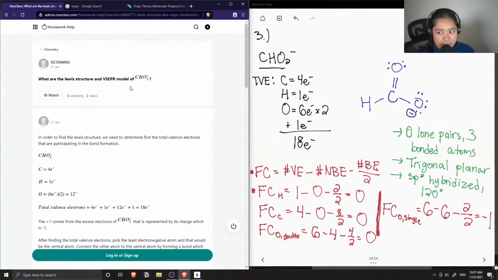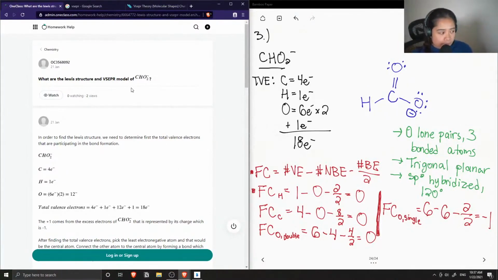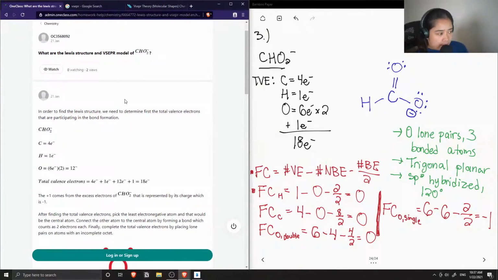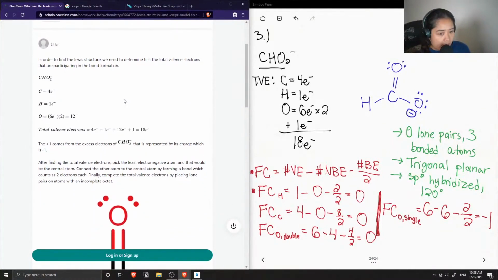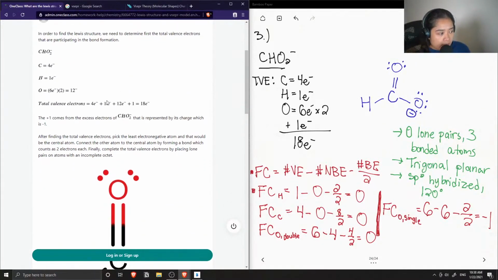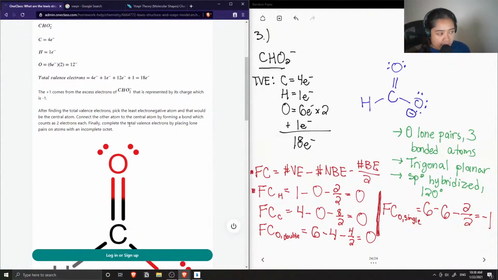Okay, now let's see what the junior tutor said. In order to find the Lewis structure, we need to determine first the total valence electrons that are participating in the bond formation. So they also got 18. The additional electron comes from the excess from the ion that is represented by its charge, which is -1.